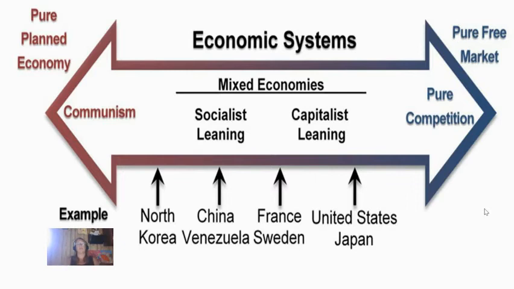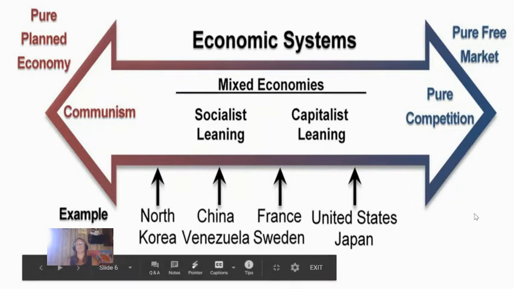And then you have countries like the United States and Japan, which are more on the free markets side of a mixed economy. So we have more individual decisions about businesses and how they're run and less government involvement. It's still there, but it's just not as much.